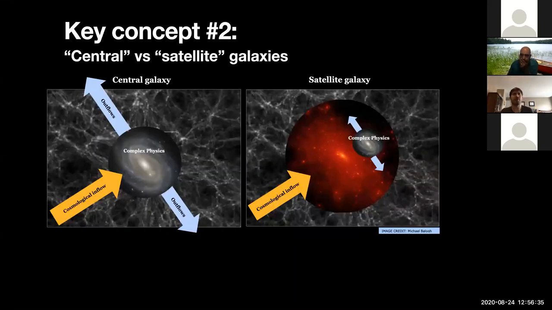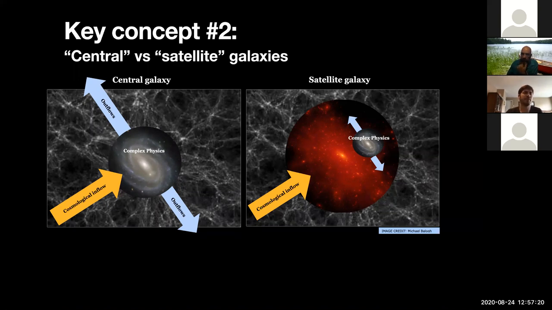Okay, so there's the second key concept I mentioned that I wanted to introduce, which is central or satellite galaxies. So in this left plot here, we have a rough illustration of a galaxy, which, if it's a central, means it's at the center of its dark matter halo. And so gas will accrete onto that halo from the surrounding regions in some kind of cosmological inflow. So that adds to the hot gas reservoir of this central galaxy, the extended halo of that galaxy. And so this hot gas can then cool onto the center, and that can fuel star formation.